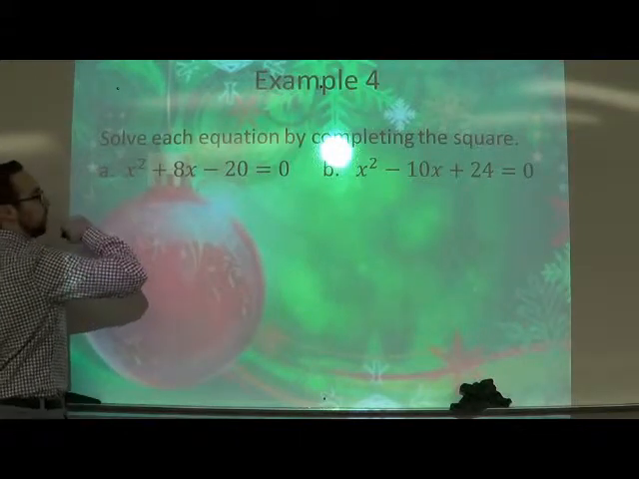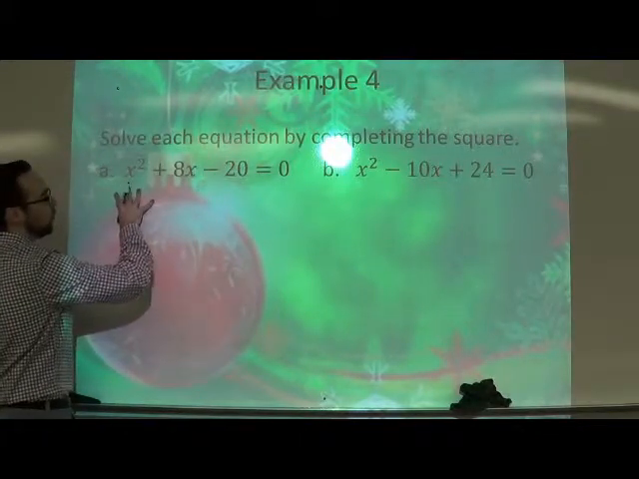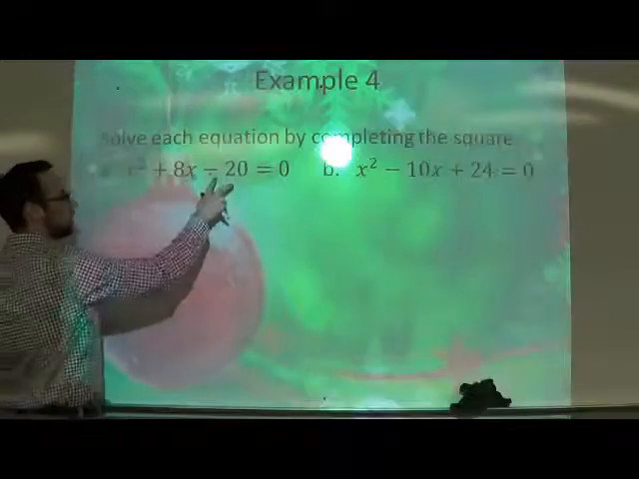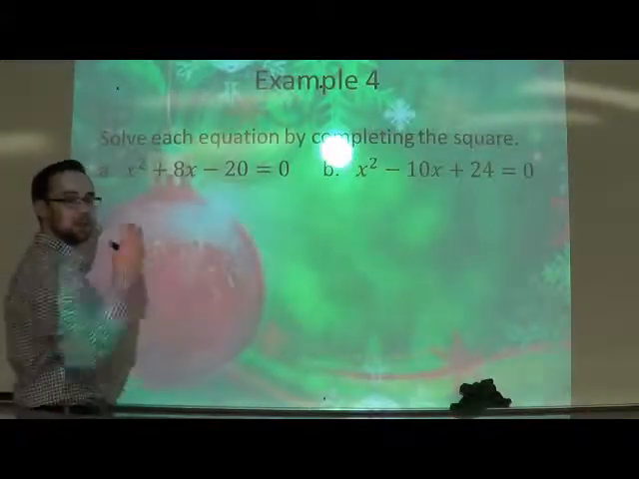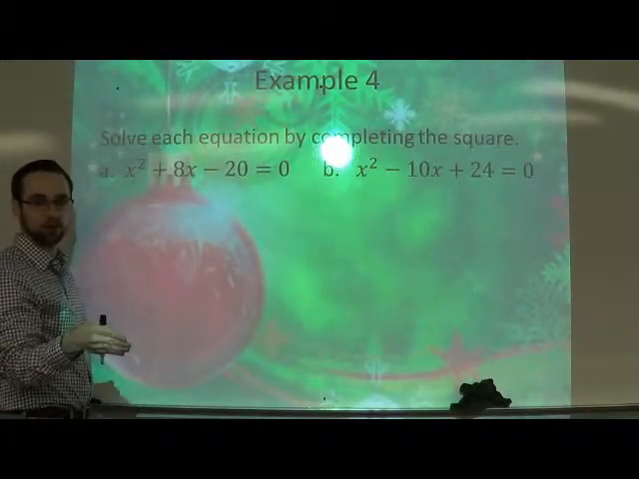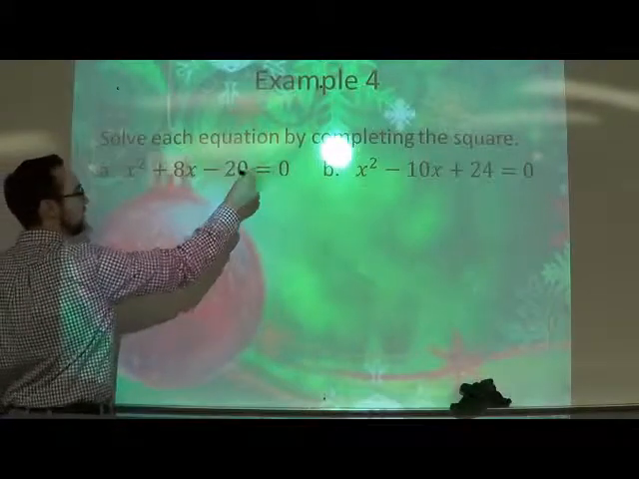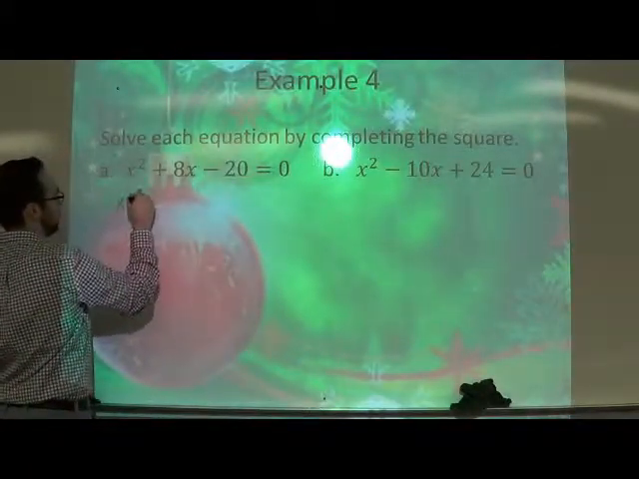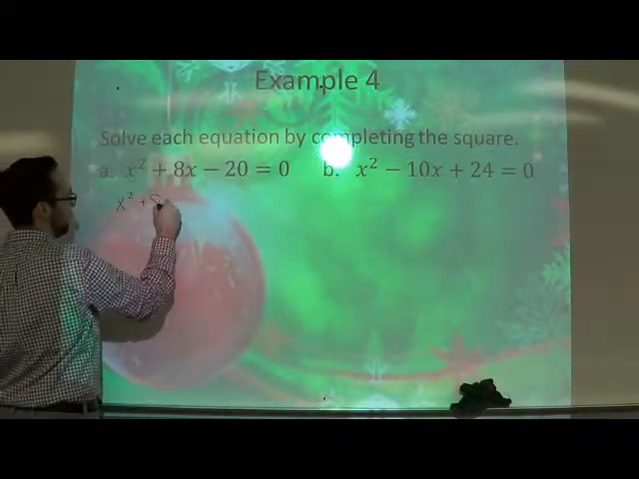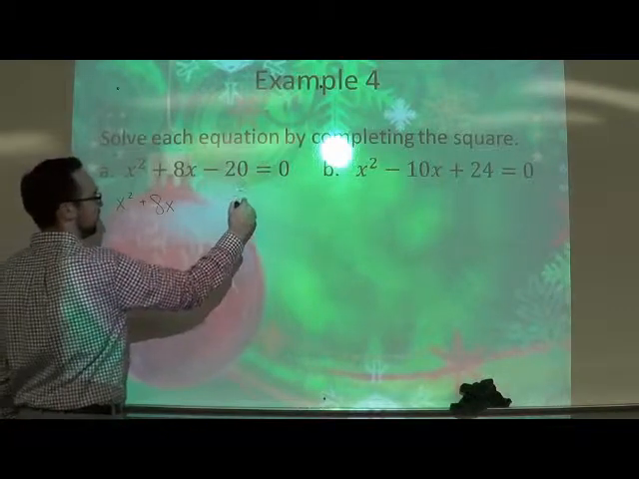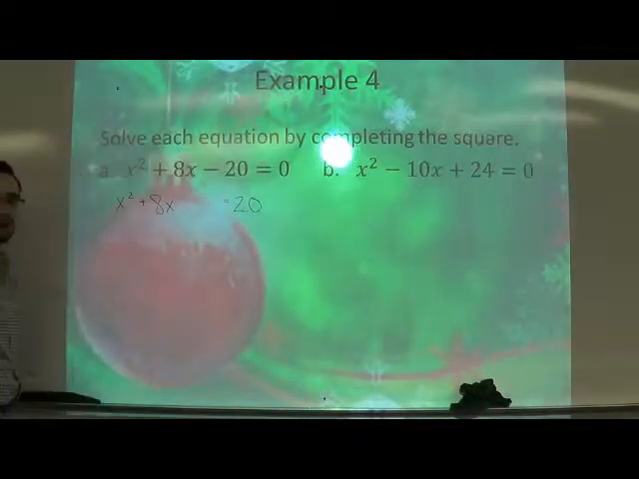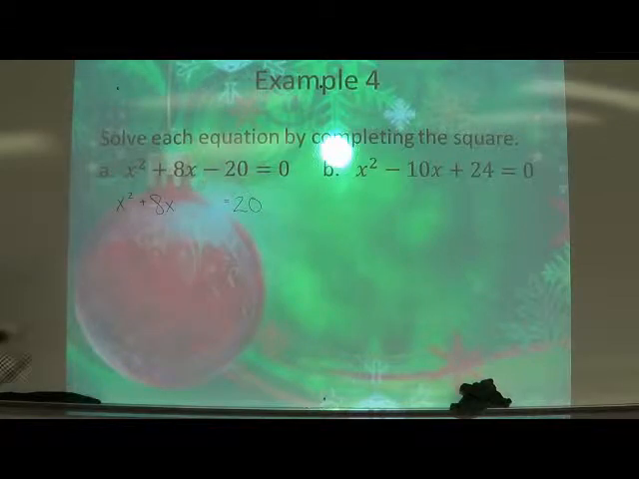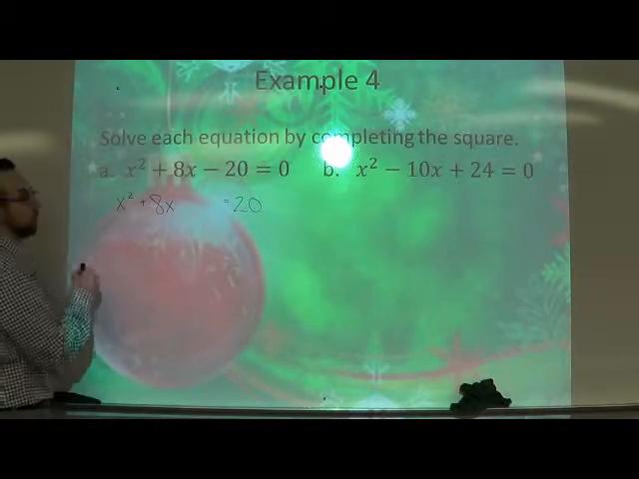Okay, so first thing, we want to separate and add the constant, because remember I said this is the one where we're not going to have it equal to 0. So you want to eliminate that term and say that we have x squared plus 8x, leave some space, is equal to 20. We want to add that 20 to both sides. Now we have to complete the square.